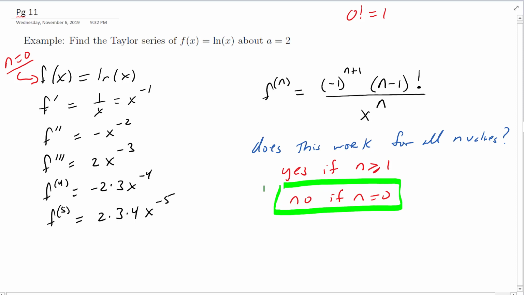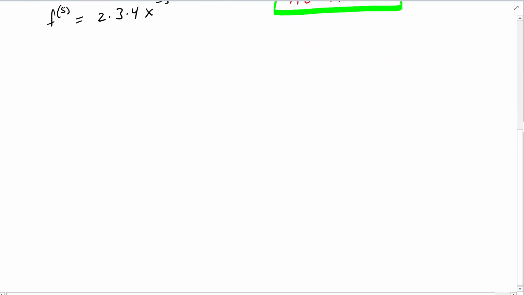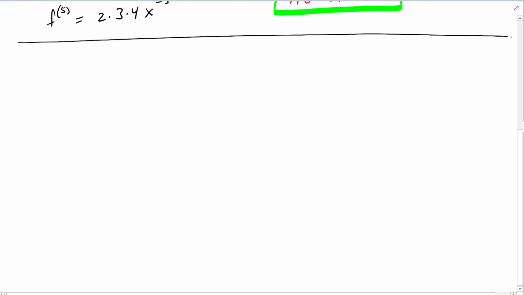If n is 0, I don't get my function. So I'm going to have to deal with that, and I will deal with that later on in the process. But if you think about it, with our nth derivative formula, there's nothing you can plug in for n that will simplify out to a natural log. So there is our formula.